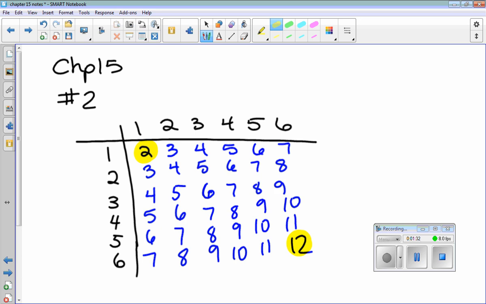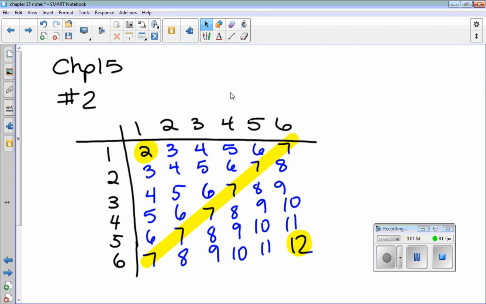Okay? But if you look at, what's the most common sum to roll? 7. Okay? So you can see that probability is 1, 2, 3, 4, 5, 6 out of 36. So 1/6 of the time, you'll be rolling a sum of 7. Okay? So that's just one way to organize and show the information for part A.